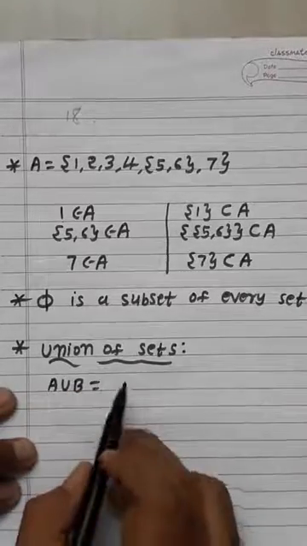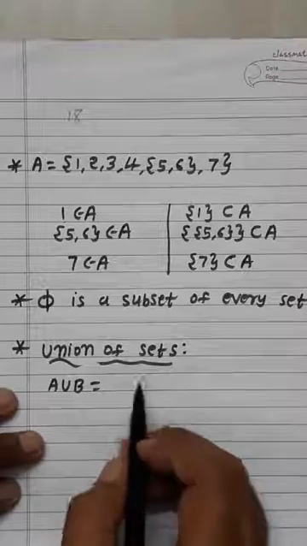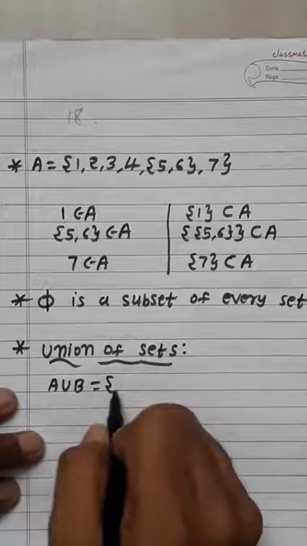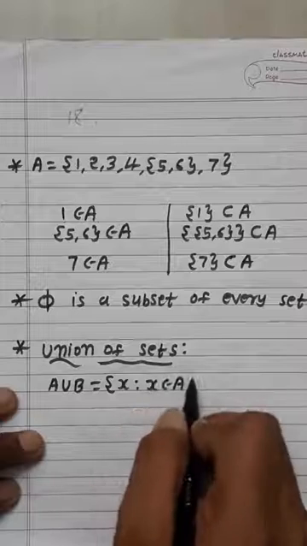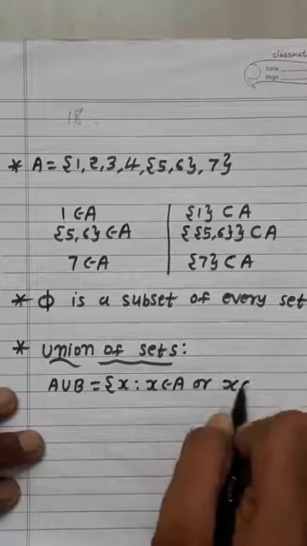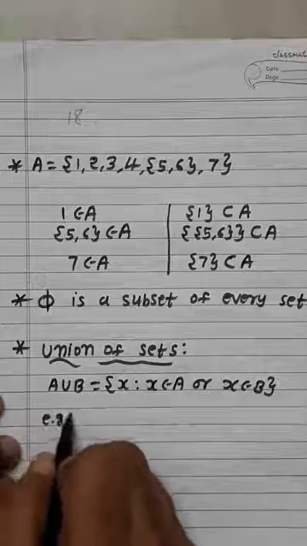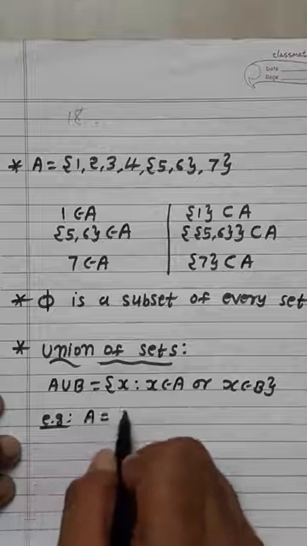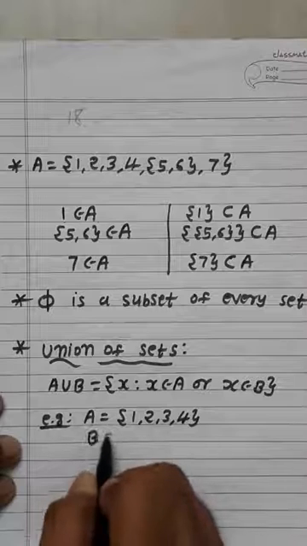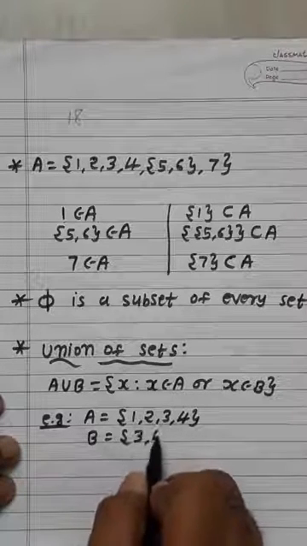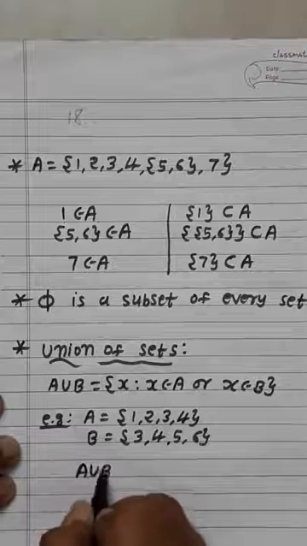That means every element of set A as well as every element of set B is called the union of A and B. So A union B is denoted by set of X such that X belongs to A or X belongs to B. Now we can take one example. Suppose A is equal to set of 1, 2, 3 and 4, and B is equal to set of 3, 4, 5 and 6. Now our question is find A union B.